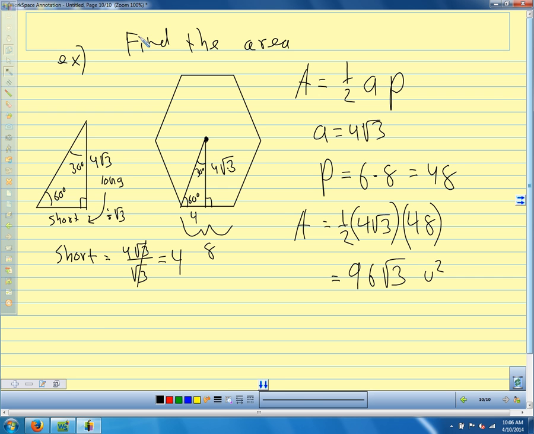All right. Questions on that example? Using these special right triangles with hexagons and equilateral triangles, really the key thing from this section, other than this formula, and really one of the key things of the unit, is that you understand that those special right triangles are inside those shapes.